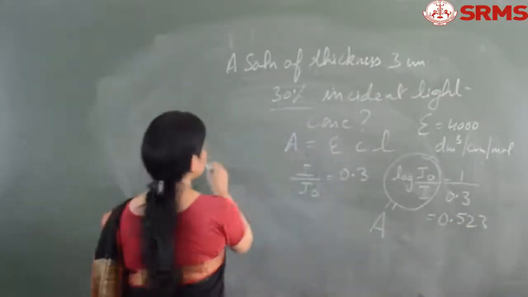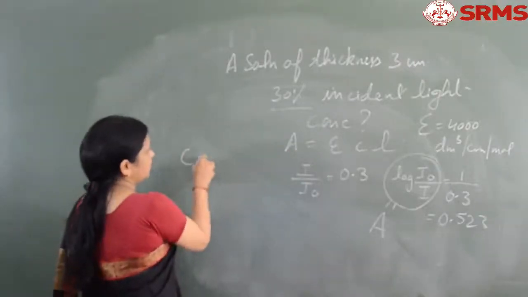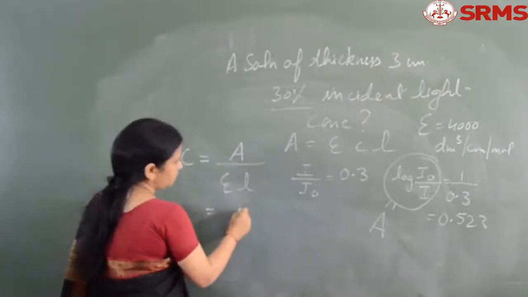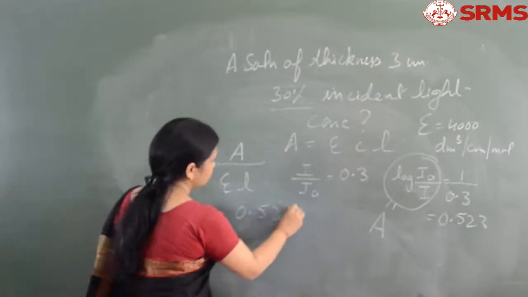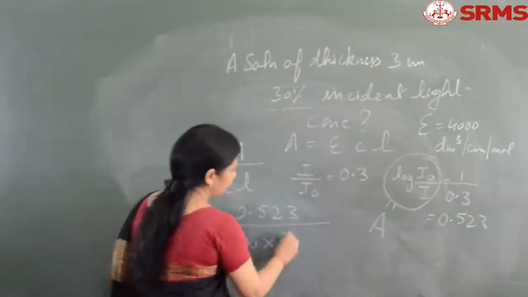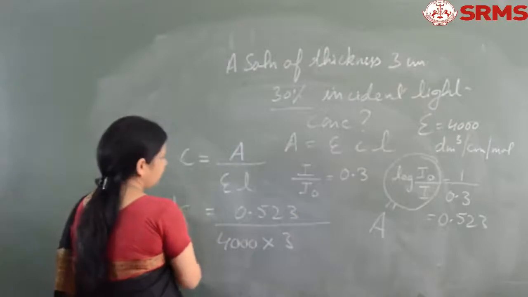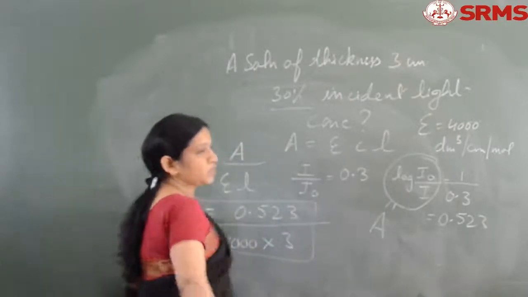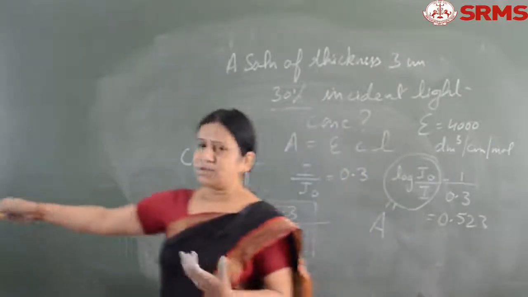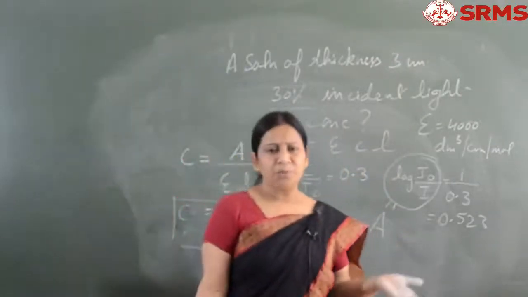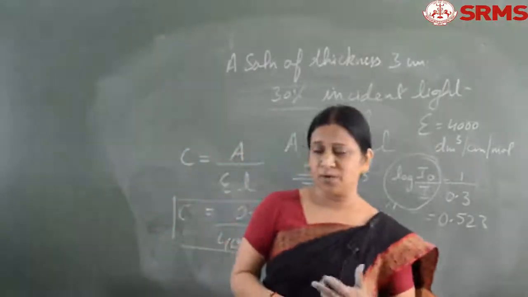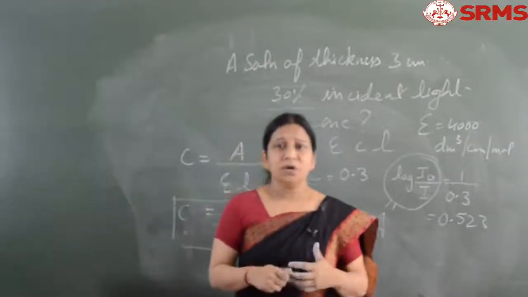Now I have to calculate the concentration. So A is equal to epsilon C L. I can put in the value 0.523. Epsilon is already given as 4000 and length is 3 centimeters. So I will get the concentration in moles per decimeter cube. This is how I can get the concentration. These are very simple numericals on Beer's law, and when they come in the exam, they are of 2 marks only. So this is all in rotational spectra.